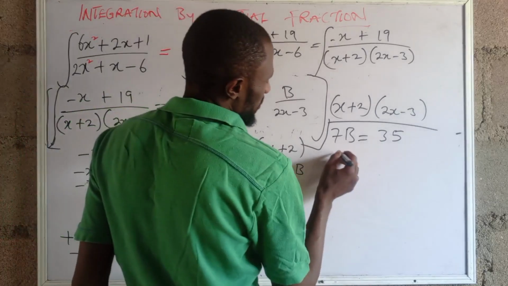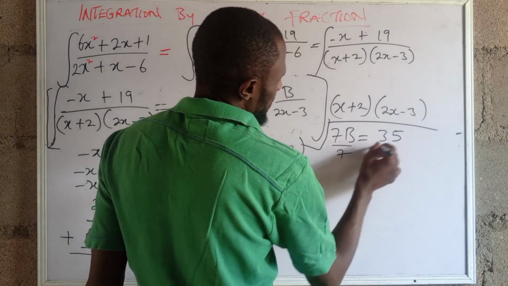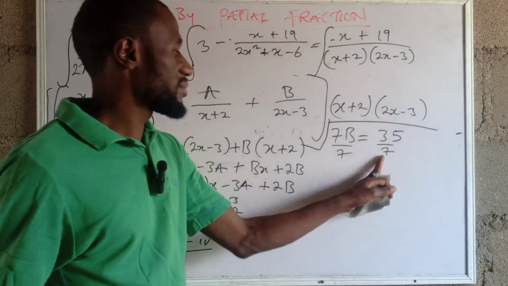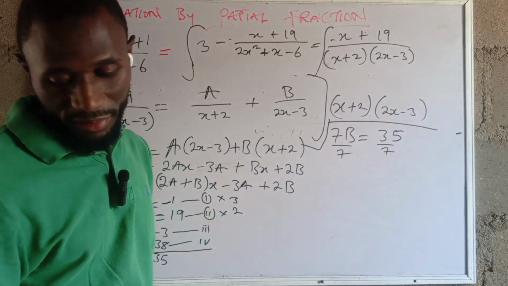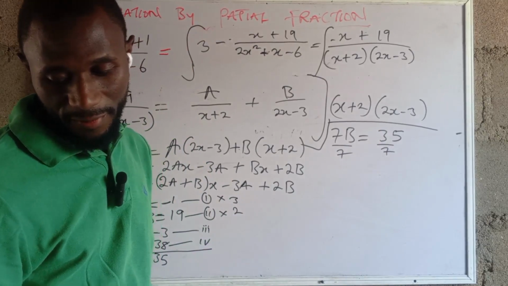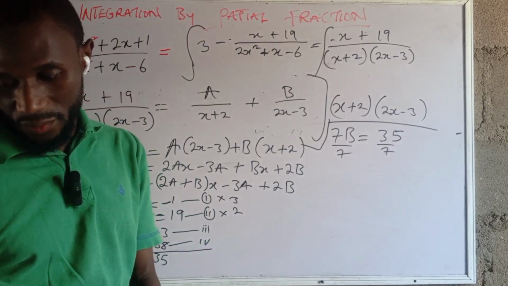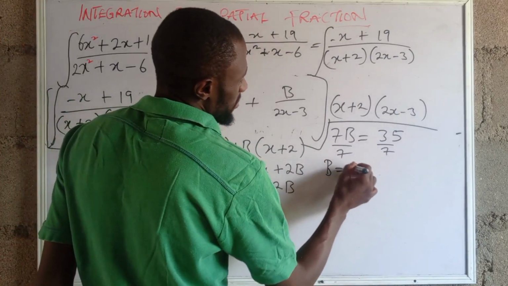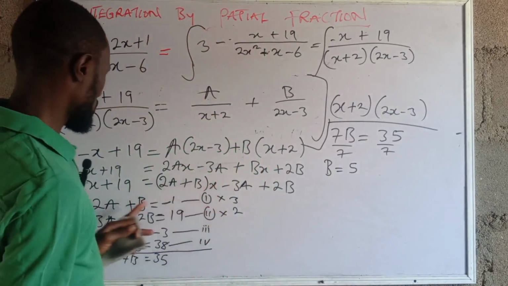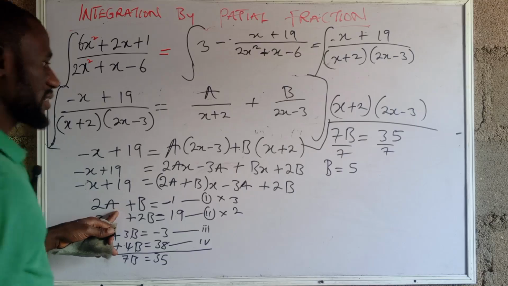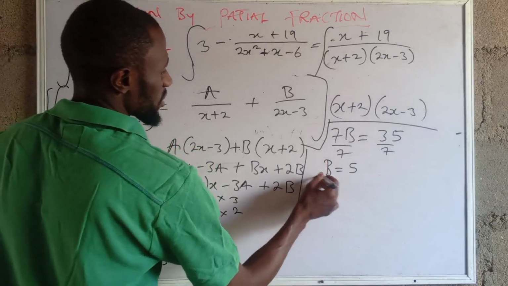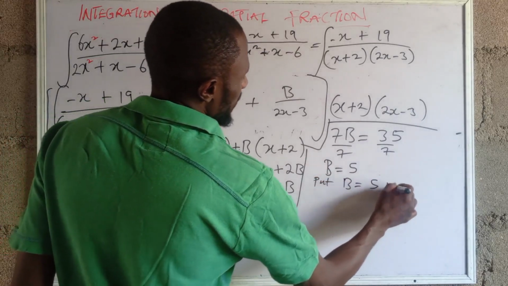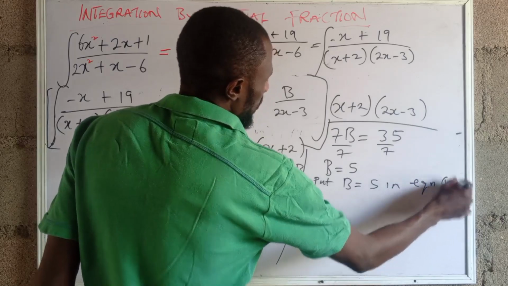We divide both sides by 7. We have 7 by 7, and we can divide 35 by 7. Here we have 5. That is, b is equal to 5. We can substitute b in equation 1. We can put b equals 5 in equation 1.